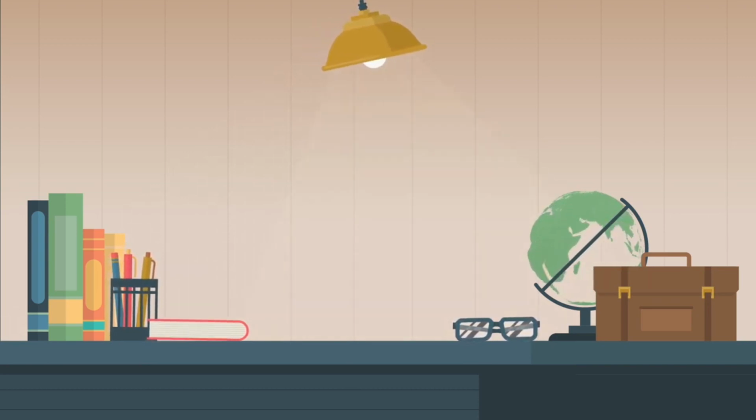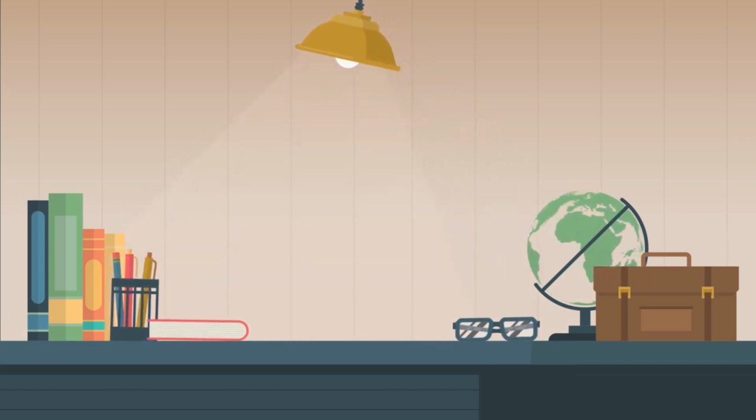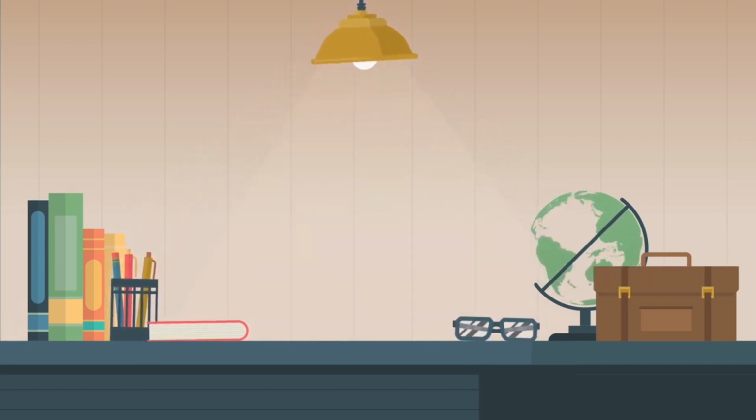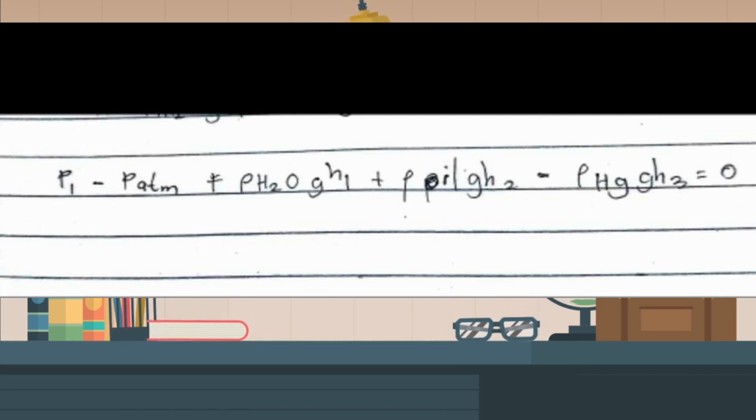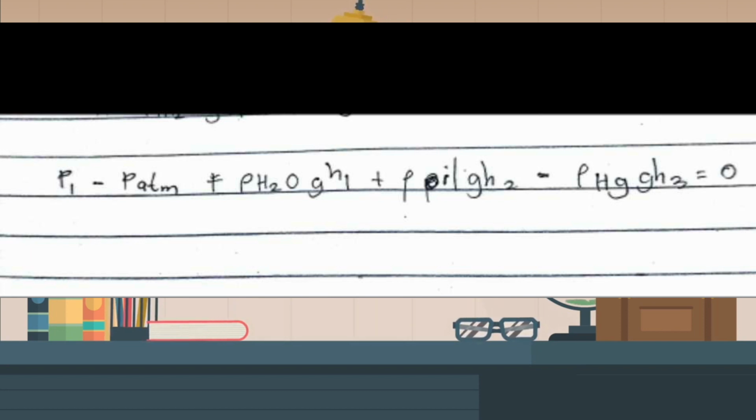Next, we're gonna equate this equation to zero. So we're gonna have the equation P1 minus P atmosphere plus the density of water times the acceleration due to gravity multiplied by H1, plus the density of oil multiplied by the gravity times H2, minus the density of mercury multiplied by the acceleration due to gravity times H3, is equal to zero.